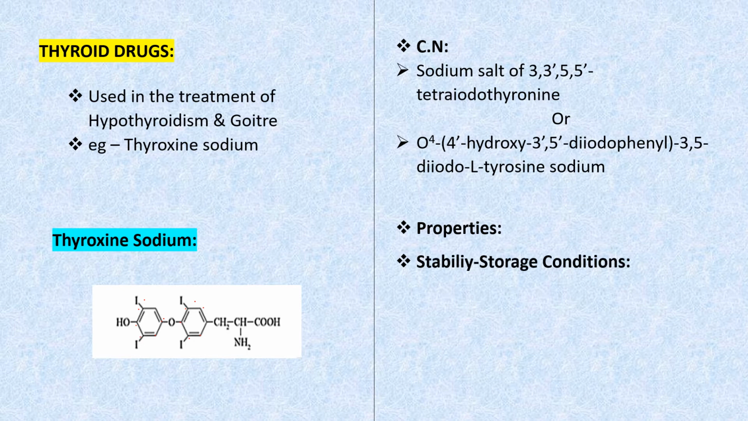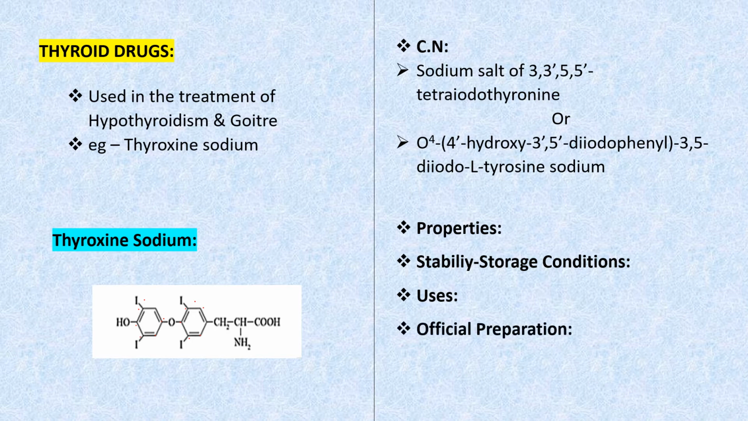Stability and storage condition: it is hygroscopic in nature, and also discolored on exposure to light. Therefore, it is stored in tightly closed light resistant containers. Uses: it is used in treatment of myxedema and cretinism, to suppress thyroid stimulating hormone secretion in case of goiter. It is used in hyperlipidemia associated with hypothyroidism.